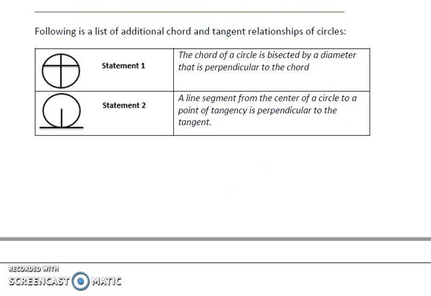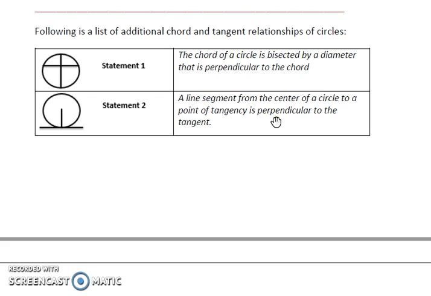Following is a list of additional chord and tangent relationships of circles. Statement 1. The chord of a circle is bisected by a diameter that is perpendicular to the chord. So here's the chord of a circle, and it's saying that this length is bisected by this diameter. So then this divides this length in half.